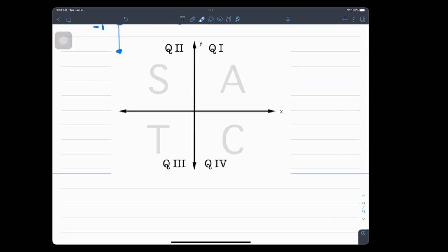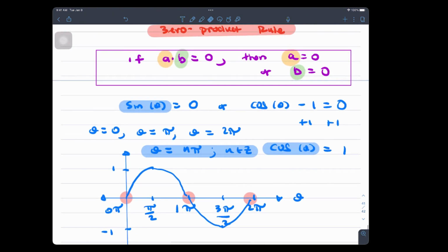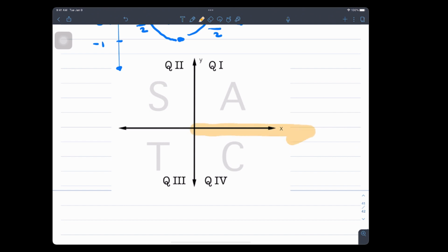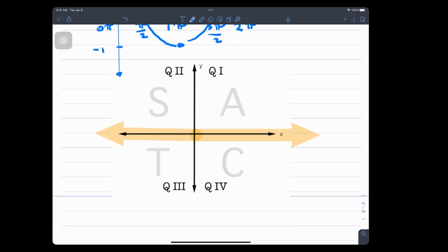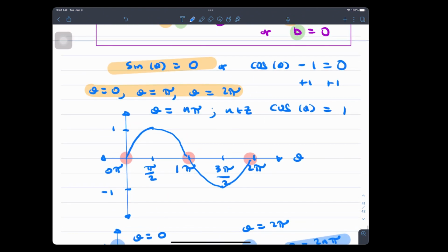Let's see if we can do a little bit better. Isn't this 0? And isn't this what? Pi. So if I want to do it this way, let me try to use some colors here. I'm going to keep these solutions orange. These are the sine solutions. Zero. Where is this? Pi. And then also what? 2 pi. This is for sine. Is that true? Zero, pi, 2 pi, and so on.